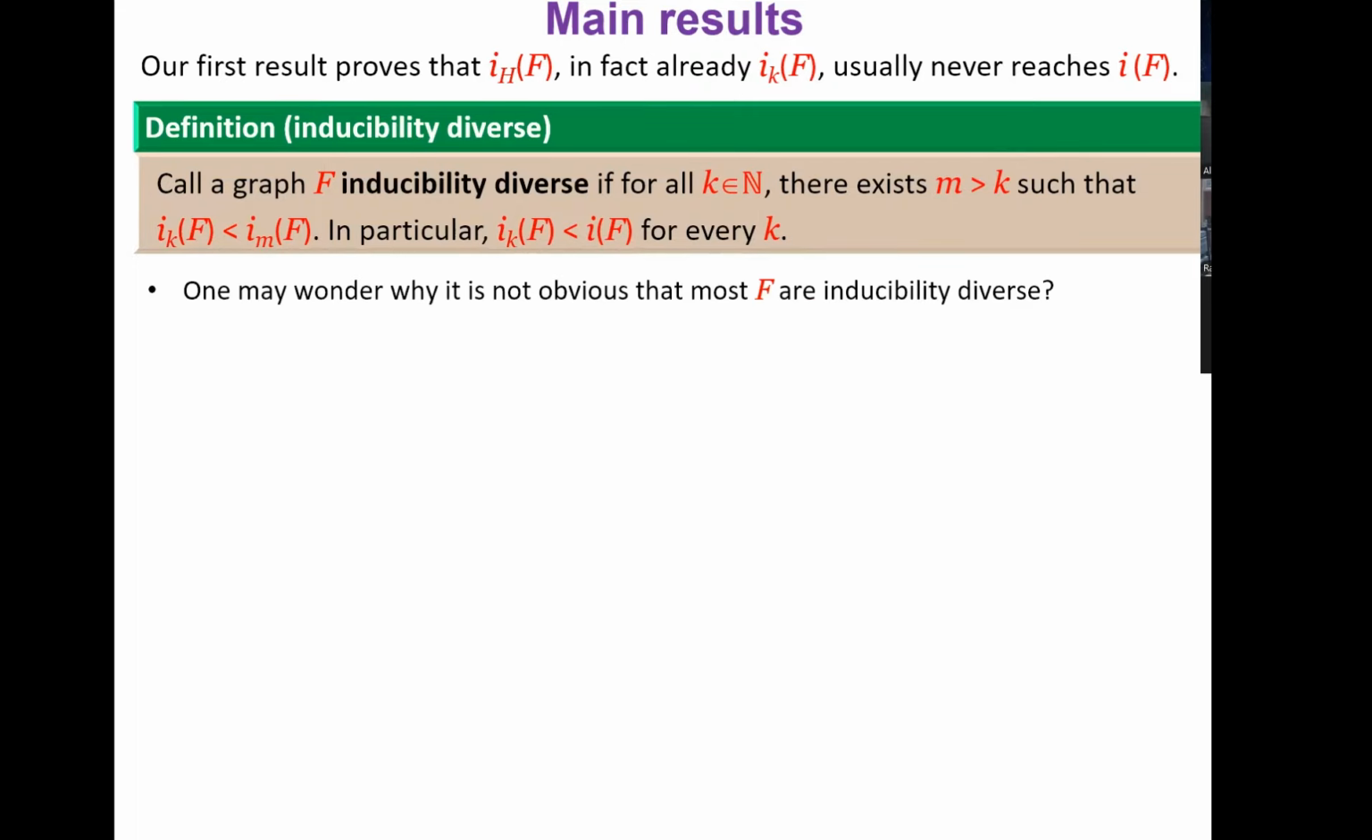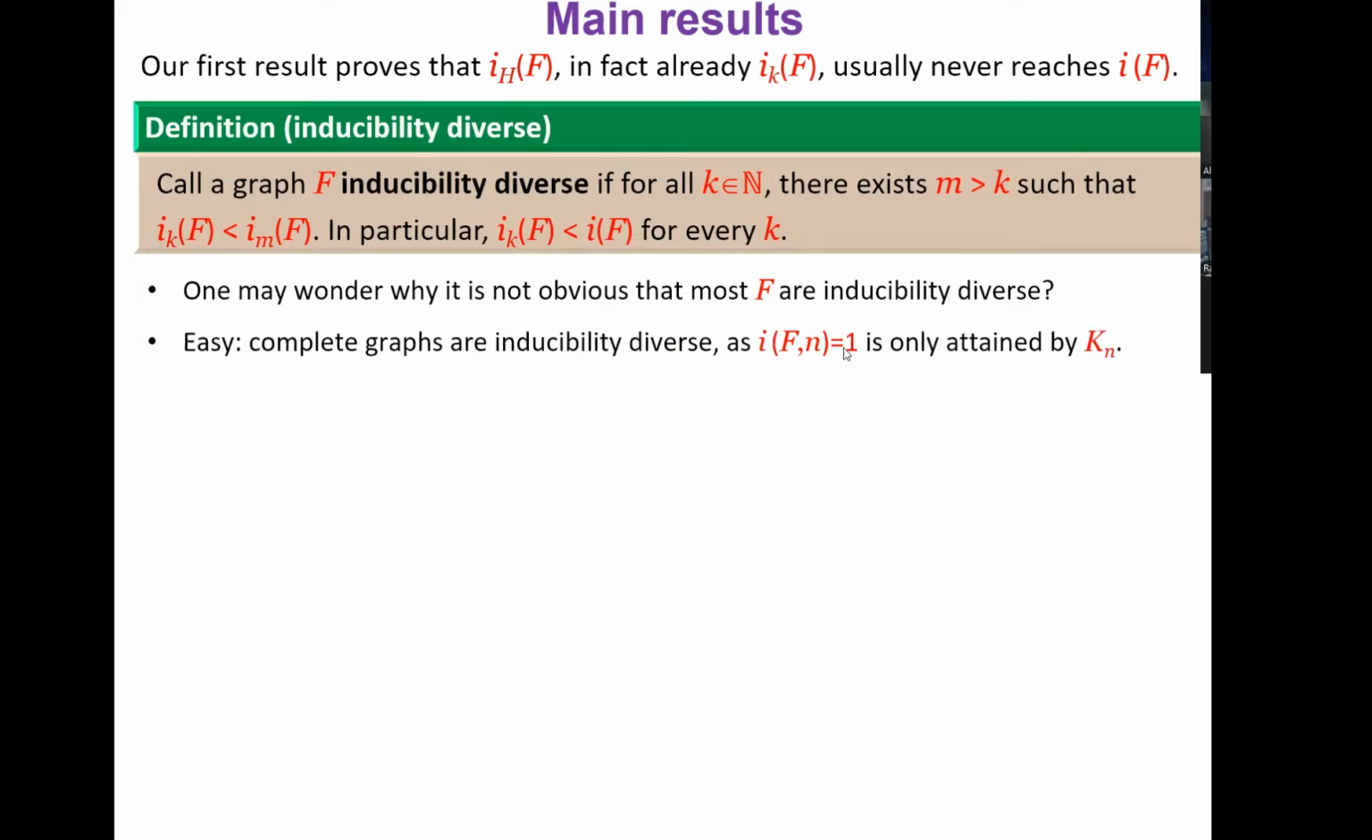Okay, so one may wonder why it's not obvious that you always don't want to limit yourselves. So of course, for cliques, this is easy. The inducibility of a clique is 1. And of course, it's inducibility diverse, because once you don't allow something, the host graph cannot be a clique, so it cannot have an inducibility of 1. So complete graphs are inducibility diverse.